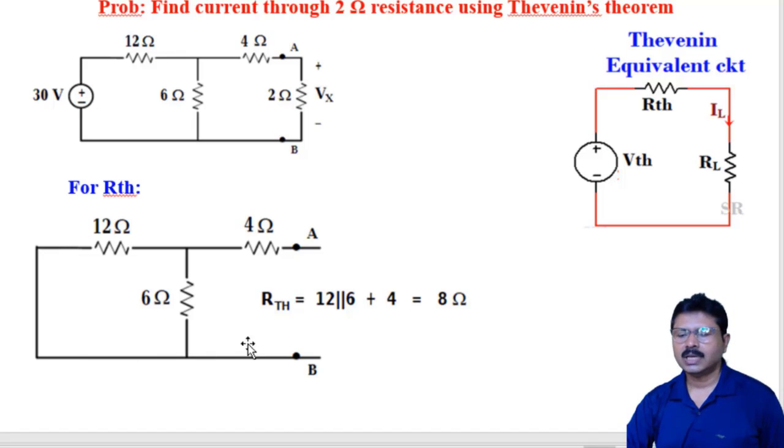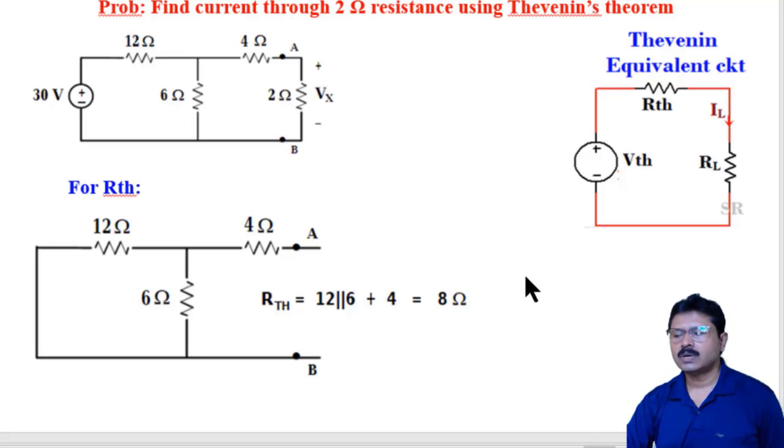Now we have to find out the resistance between point A and point B. What will be the equivalent resistance? First we have to calculate the parallel of these two, 12 and 6 parallel. That will be in series circuit with 4 ohm. So 12 parallel 6 plus 4, ultimately we will get 8 ohm. So RTH is equal to 8 ohm and VTH is equal to, we got 10 volt.